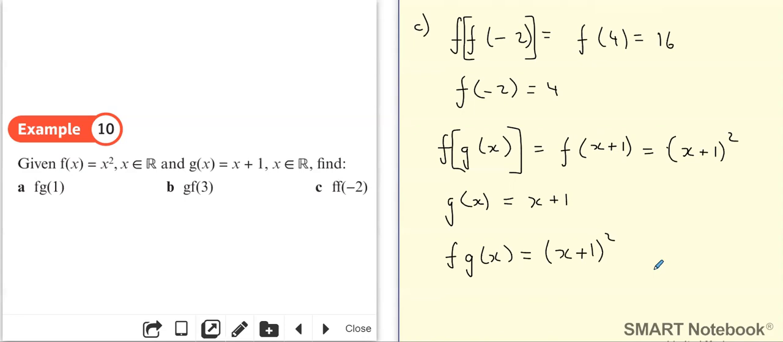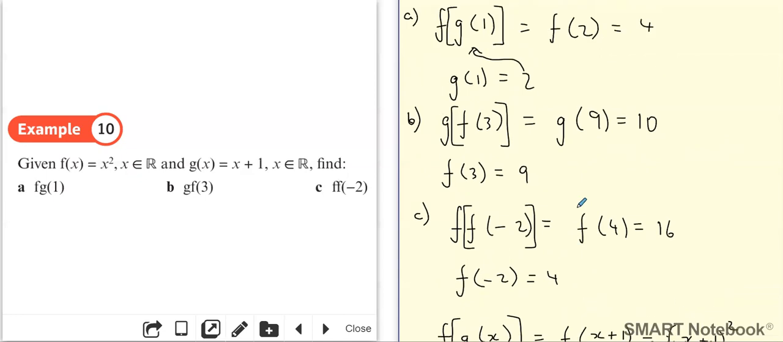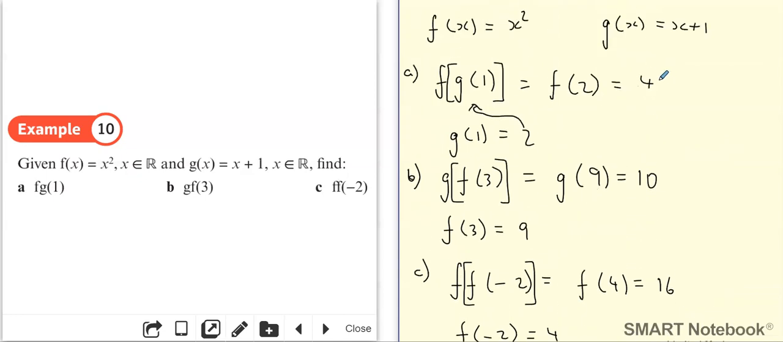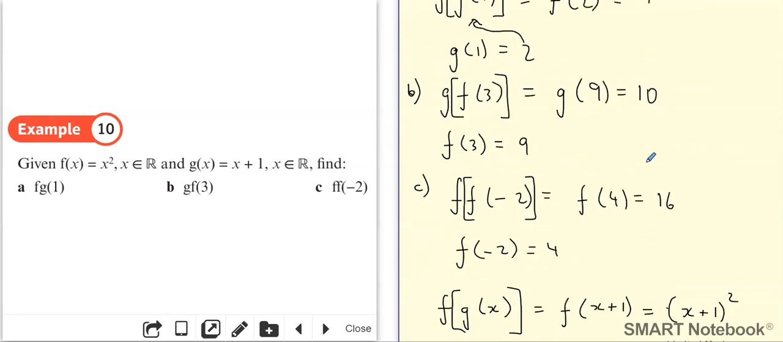Can you please let me know in the chat if this makes sense? Now, what's the benefit of doing this? Well, if we wanted to work out fg of 1, we simply can put it into this formula. 1 plus 1 squared, which is 2 squared, which is 4. And if we check the answer to part A, we see that fg of 1 is 4. So 2 ways of getting there.